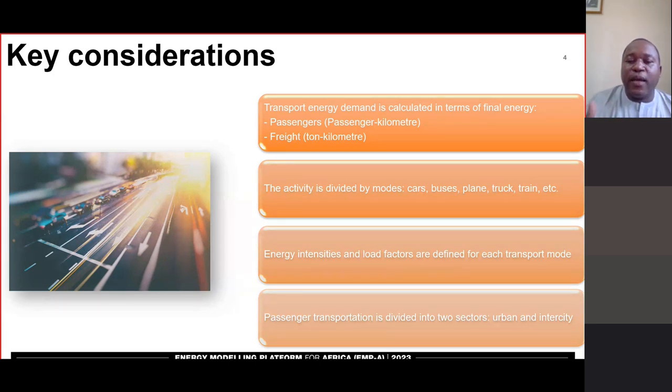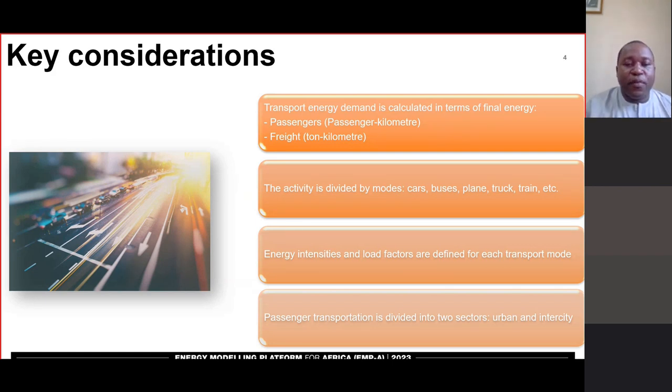And after that, we need to understand also what is the intensity and the load factor which are defined for each transportation mode. For example, a taxi will not carry the number of people that a bus is carrying. A train will not carry the number of people that a bus is carrying. So we need to take that into account to be able to evaluate the contribution of each transportation mode inside the transport activity. And finally, there is also in this model a flexibility that is given to the user to have more accuracy in the evaluation of energy demand.